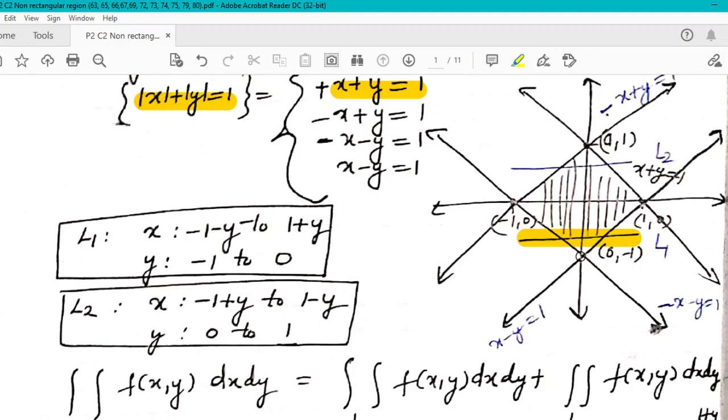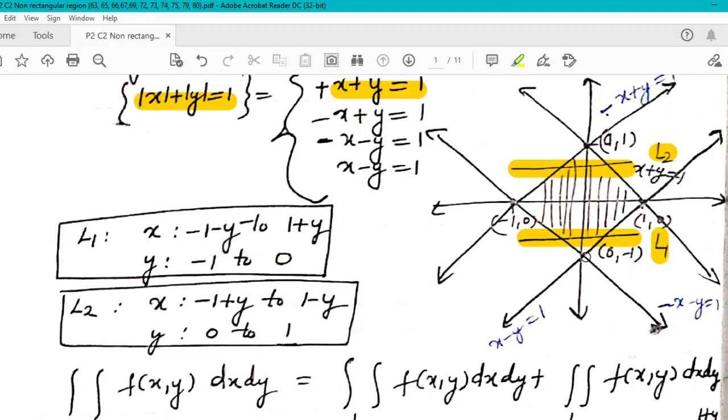But we can see that as we shift this line from this point to this point, our boundaries are the same. But once we shift this line above the origin, the boundaries of this line change. So in such cases, we'll be considering two horizontal lines, L1 and L2.